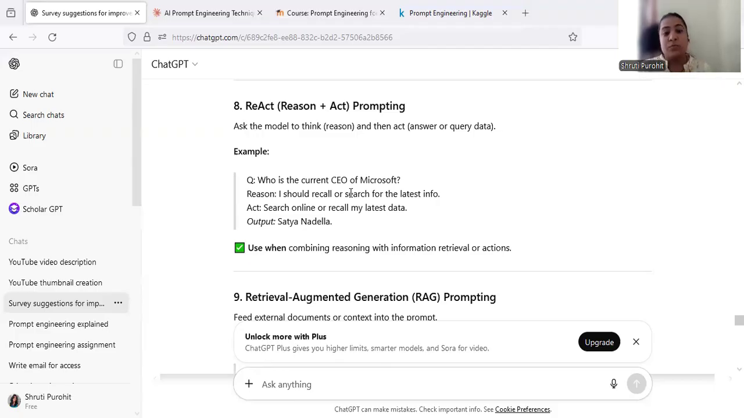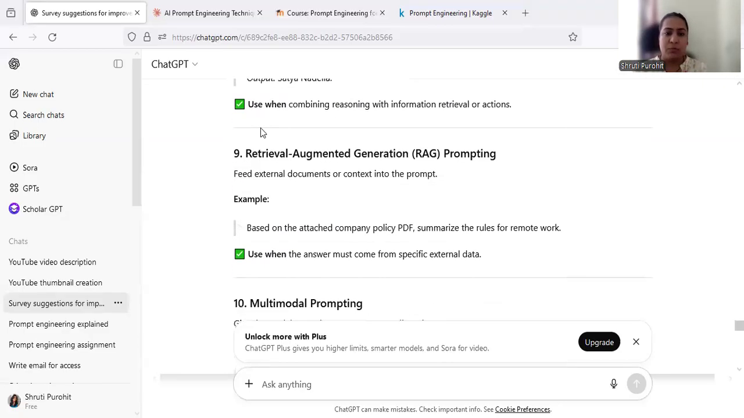Okay, so use this when combining reasoning with information retrieval or action. When someone is asking for the reasoning behind your action, in that case, you can go ahead with this prompting. You just have to mention the question, reason, and act.